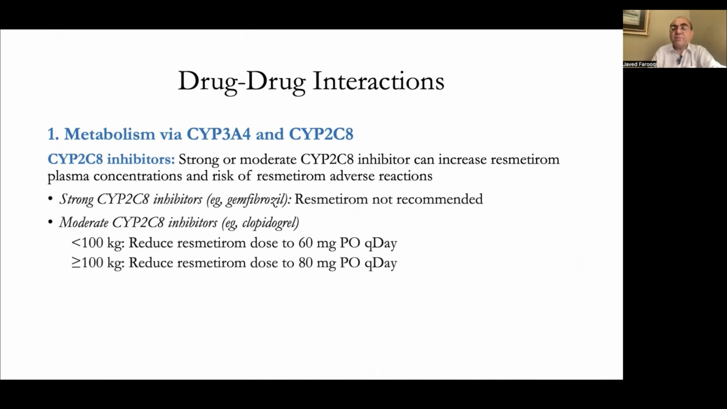In moderate CYP2C8 inhibitors like clopidogrel, if a patient is using clopidogrel and weighs less than 100 kg, reduce the resmetirom dose from 80 to 60 milligrams. And in patients weighing more than 100 kg who are using clopidogrel, reduce the resmetirom dose from 100 milligrams to 80 milligrams.